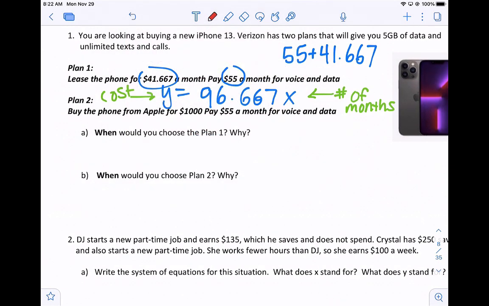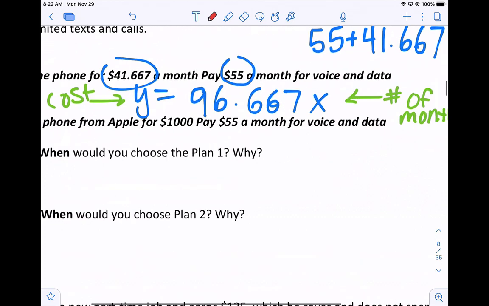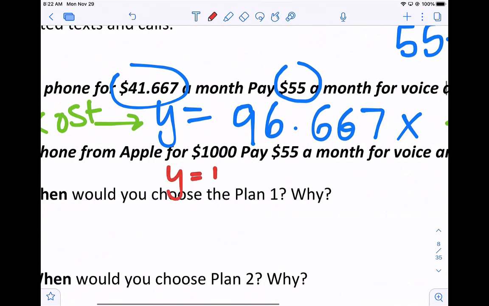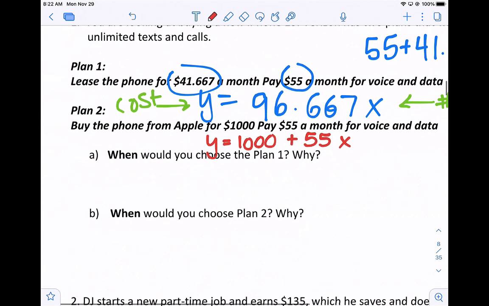Okay, so this one has like a starting value. Let's say you just pay for the phone. What's the y-intercept, the starting value? It's going to be that $1,000. And then it's going to be $55 per month for voice and data. So this equation has a y-intercept. It's 1,000. I guess we could say plan 1 has a y-intercept too. It's 0, right? You don't pay anything right away, but then every month you pay the 96,667. All right, so that does have a y-intercept of 0.